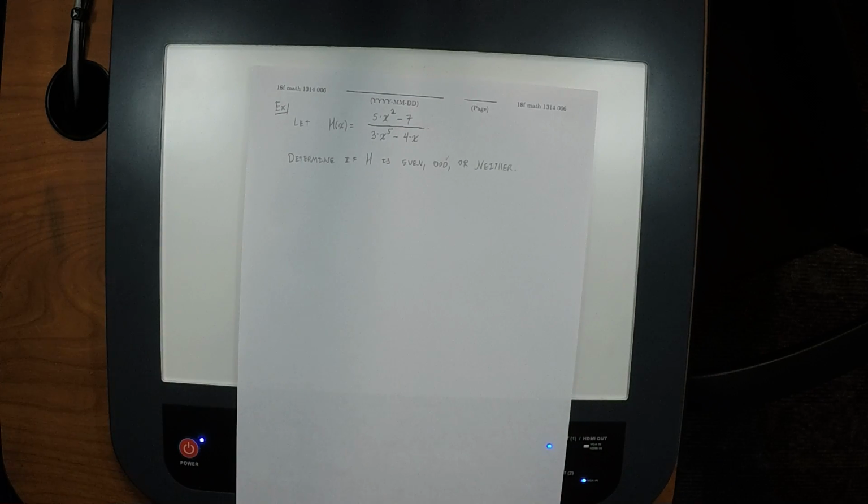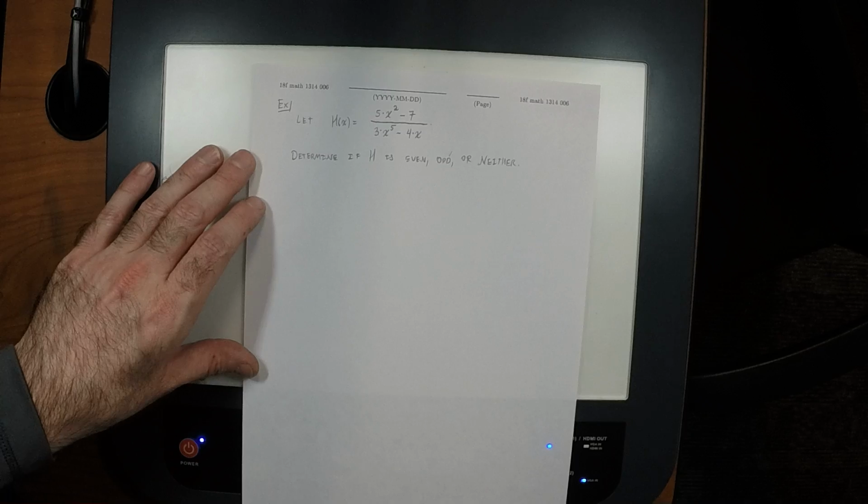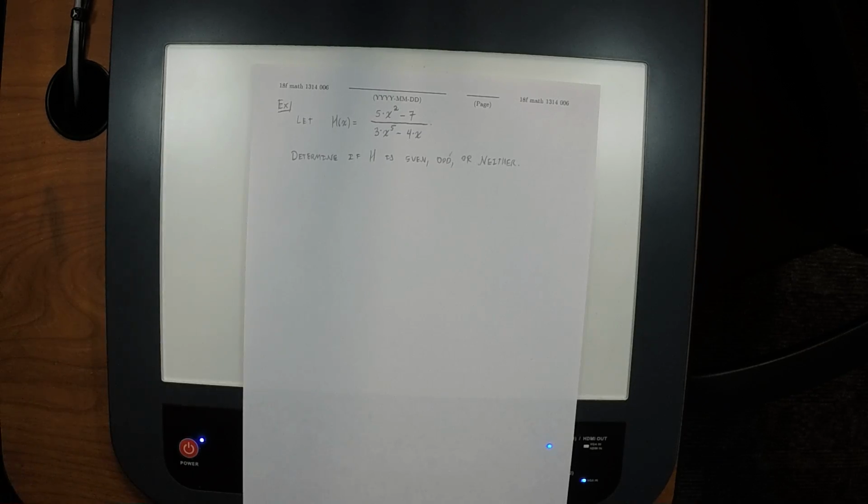Because many functions can be neither, in the same kind of way that concerning numbers, pi is neither even nor odd. So most functions are neither one. Okay, so here's the strategy.